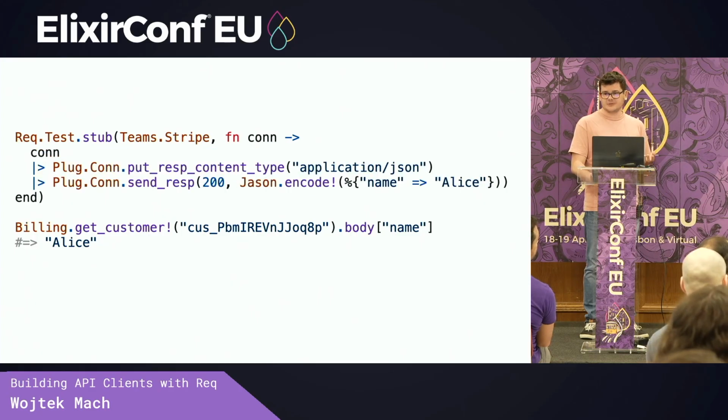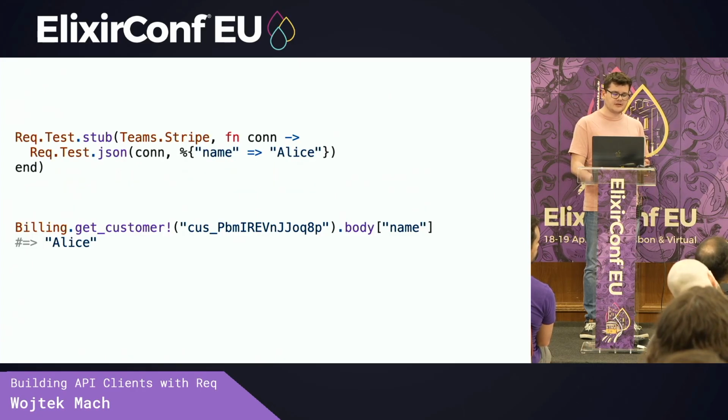Actually, stubbing these JSON APIs is so common that instead of having you write setting the content type, setting the JSON, there's a little Req.Test.json function which takes the conn and a thing that you want to encode to JSON, and this is basically it. So it's really easy to create stubs for your servers and test how they behave.